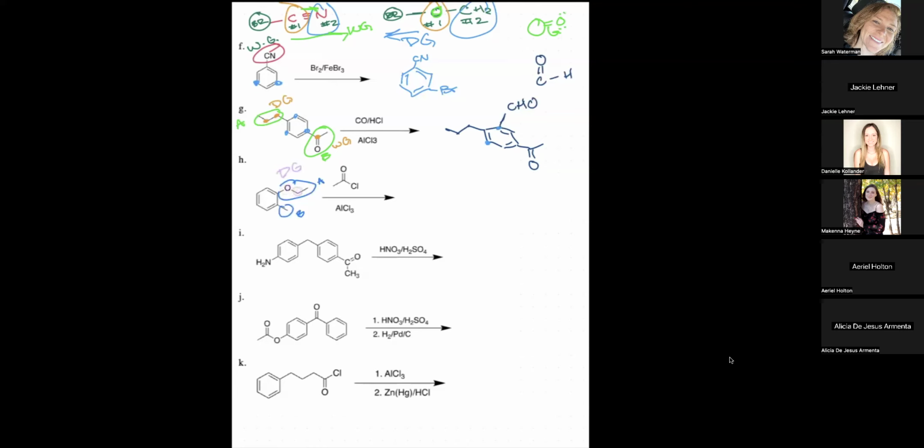Group B is also a donating group, right? It's just a methyl. It's a carbon. It's also a donating group. Which one's stronger? The one with the oxygen, right? It's got more lone pairs to give, so it's more willing to move stuff around. So this one's a stronger donating group. What does that mean? It's going to go para or ortho to that one.